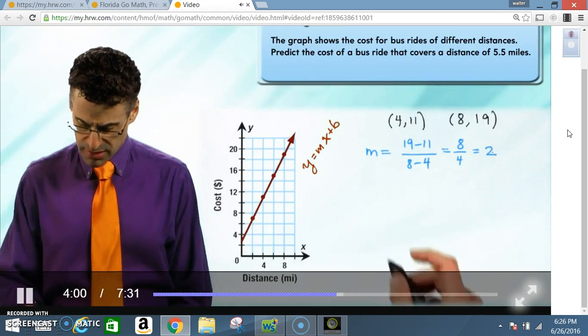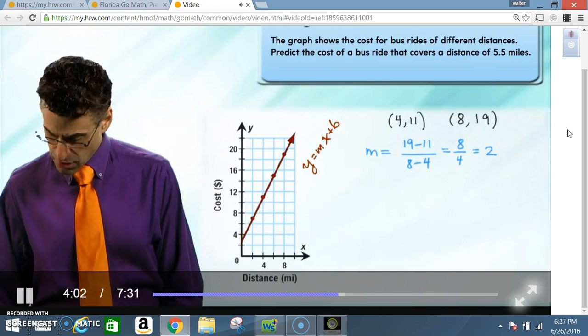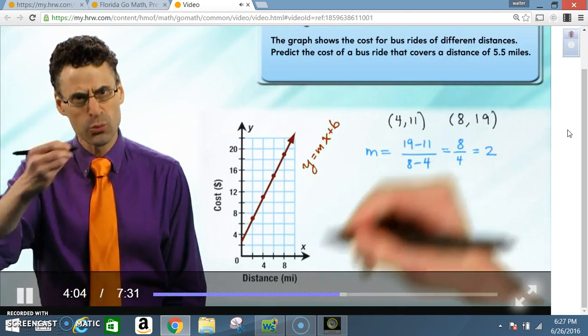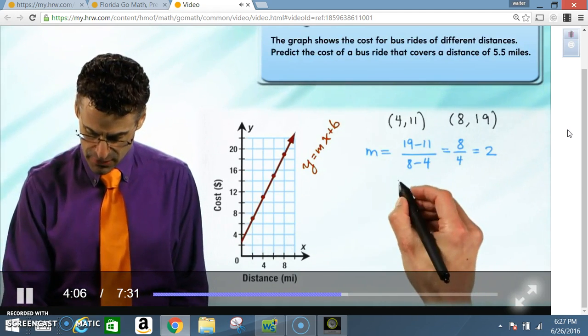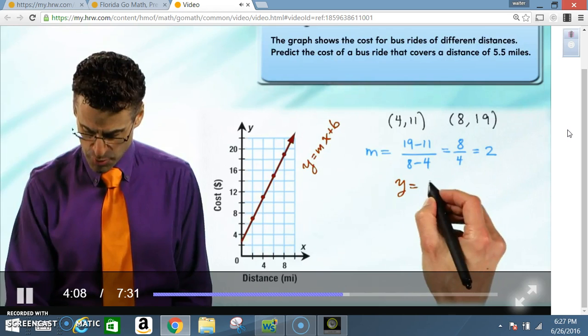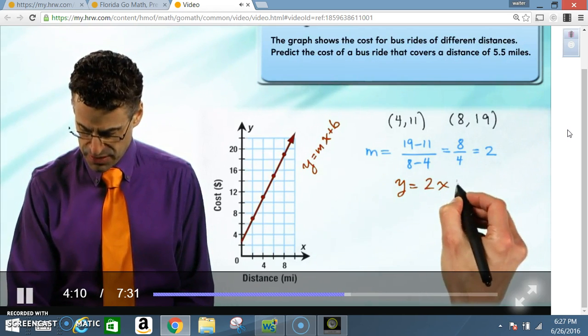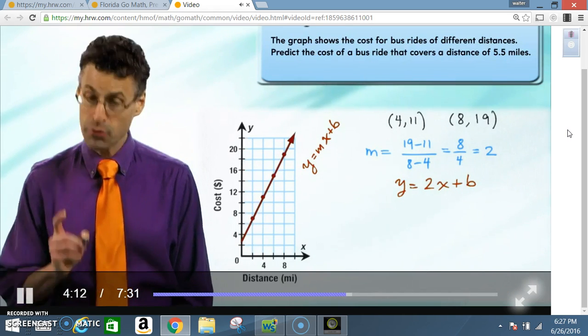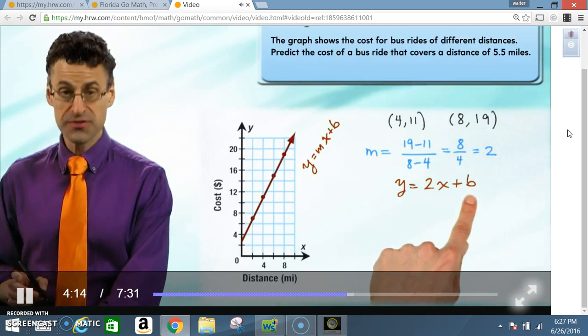And so now where we are is we see the equation of the line so far. It's like a work in progress. You have to kind of work your way up to the whole thing. We've got y equals slope, which is 2x plus b. So we're almost there. All we have to do is find b.